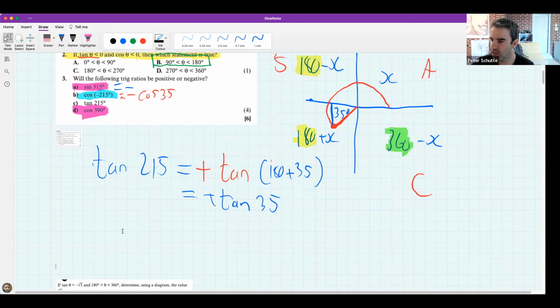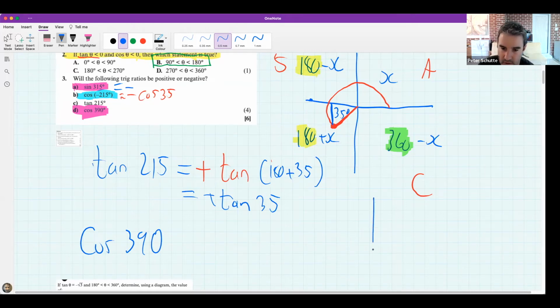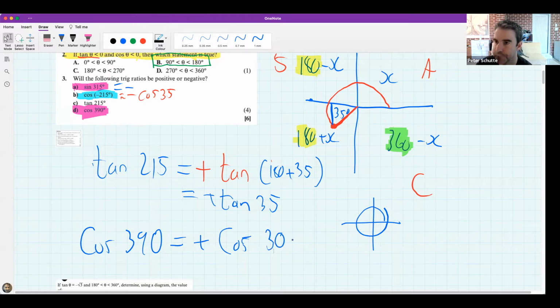Okay, so cos 390, what do we get? It's going to be in quadrant 4. No, it's not going to be in quadrant 4. It's going to be quadrant 1 because it goes the whole way around. And so it ends up in this quadrant. So it's positive. It's going to be cos. And then how far away is that from the nearest horizontal? It's just 30. And so we get cos of 30.